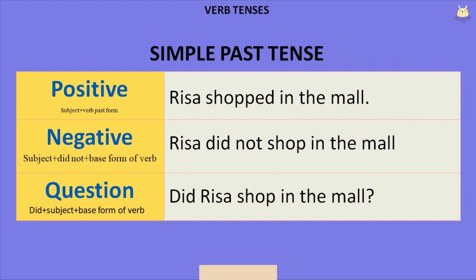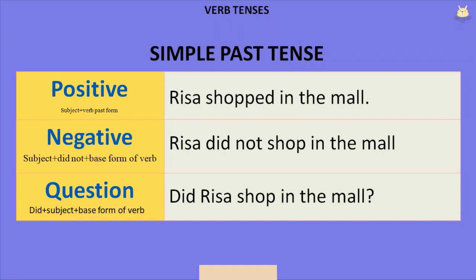Now let's move on to the negative form. We begin with the subject plus did not plus the base form of the verb. Please take note that when we are using did, make sure that your verb is in its base form, not in the past form anymore, because it is considered redundant. Let's have an example. Risa did not shop in the mall.